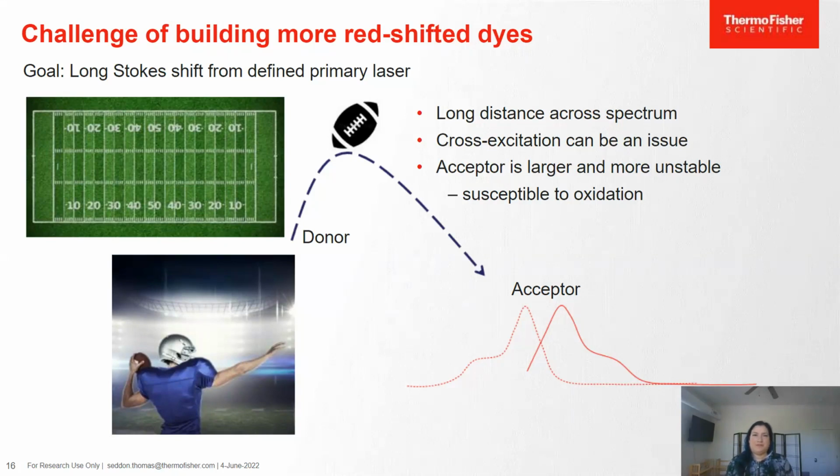When you think about this in terms of the dyes, the acceptor is larger and more unstable and thus susceptible to oxidation. So this is definitely something that we're continuing to build towards, and we are in the process of building more redshifted dyes that will be released to market. I think as of this past month, we've released NovaFluor Blue 690, and again, we'll be releasing more of these red-shifted dyes in the future off of these laser lines.